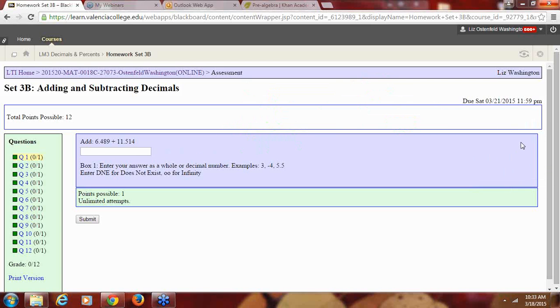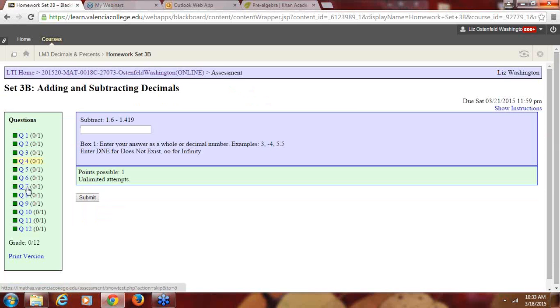All right, let me just skip around. All right, here we go. We got some subtraction. I'm going to change the color of my pen actually. All right, so I have 1.6 minus 1.419, okay? Don't assume that because this number is longer that it's bigger. This number is bigger because it has a 6 in the tenths place when we compare them.